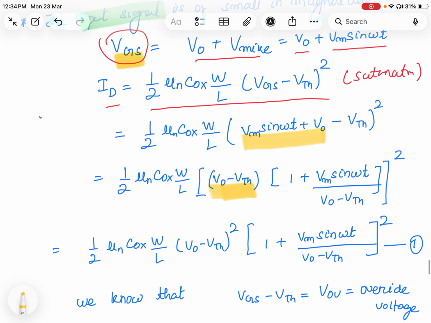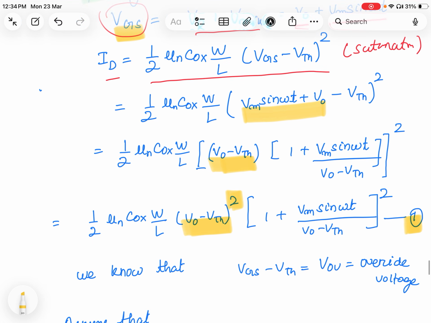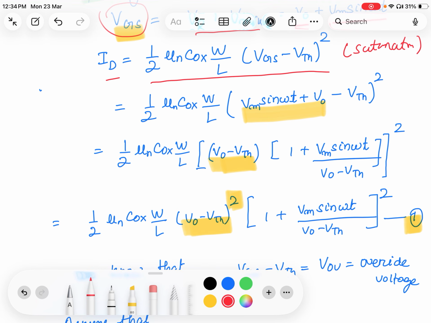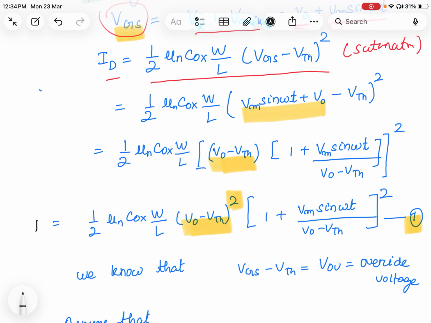Now I want to bring this V0 minus VTH out of the square bracket. When I take it out, I get V0 minus VTH whole square, and whatever is left, 1 plus Vm sin omega t divided by V0 minus VTH, whole square. Let me mark this as equation number 1. So I got ID equal to 1 by 2 mu n COX W by L, (V0 minus VTH) square, times (1 plus Vm sin omega t divided by V0 minus VTH) whole square.